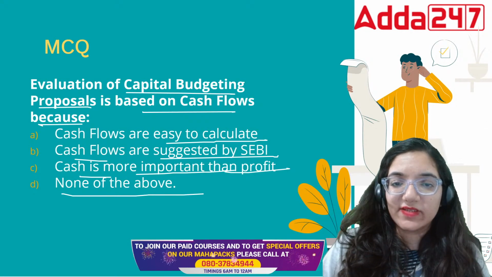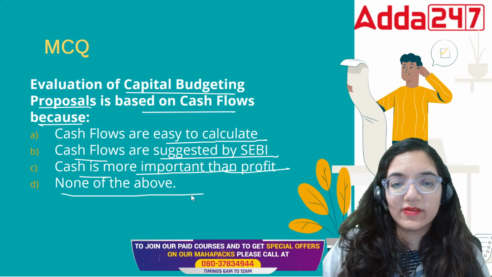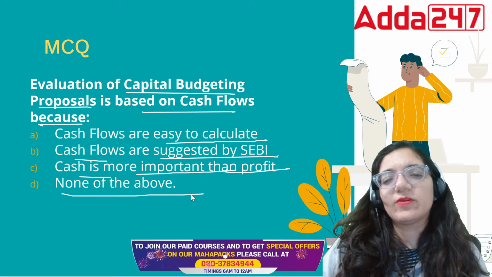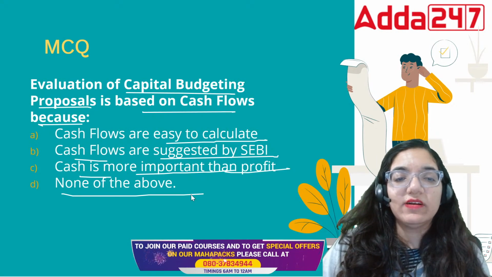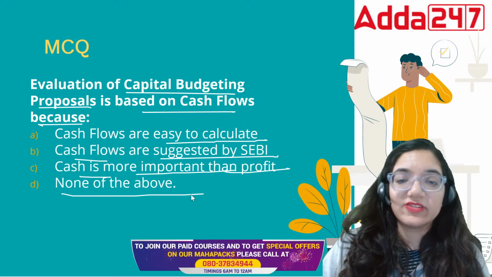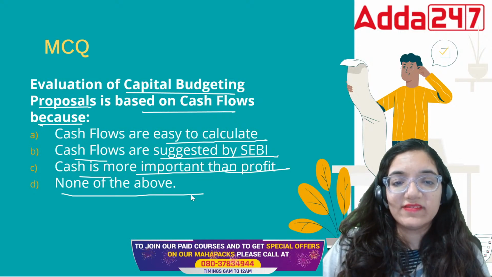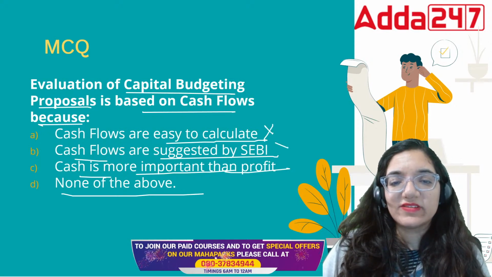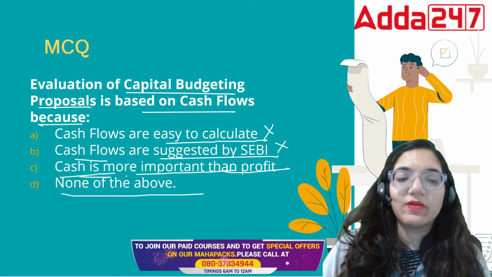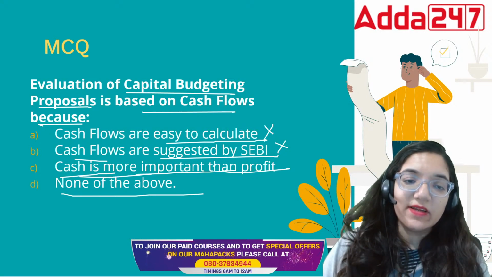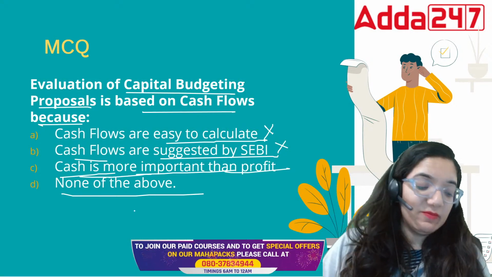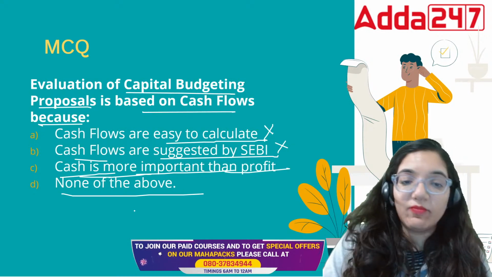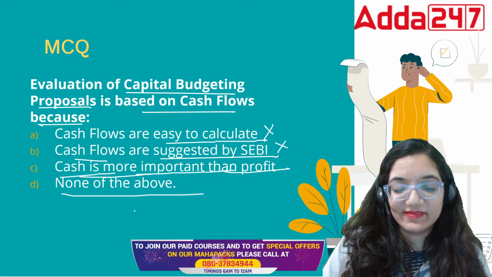I won't say cash flows are easy to calculate, and even SEBI doesn't say that. SEBI doesn't talk about capital budgeting. That's an internal decision of the organization. So I would say both of these are definitely wrong. So what's right then? Cash is more important than profit. That is true. The cash that you are receiving is very important, and it is more important than your profit.